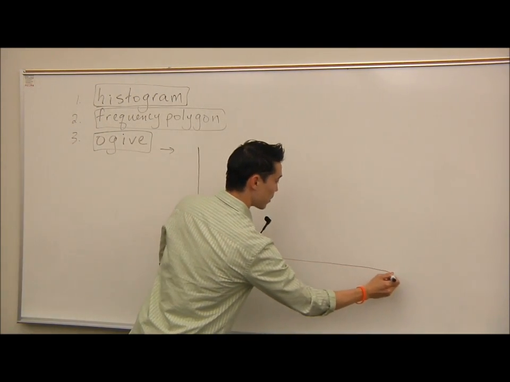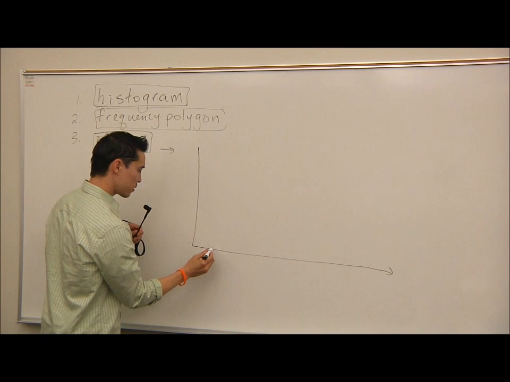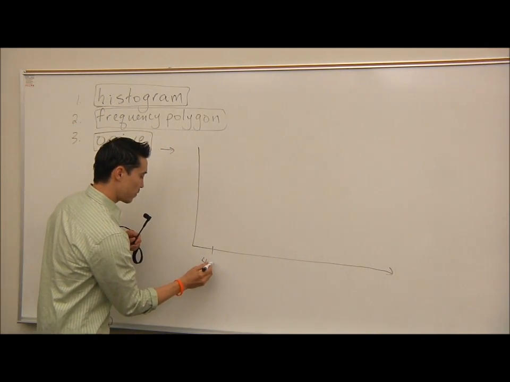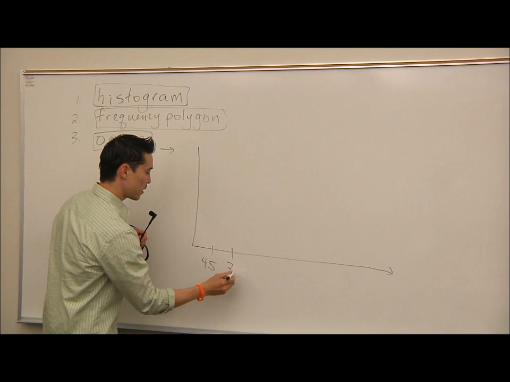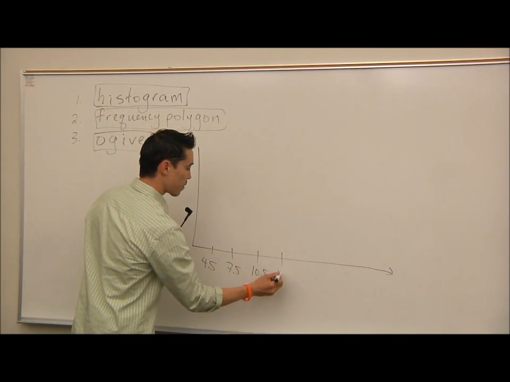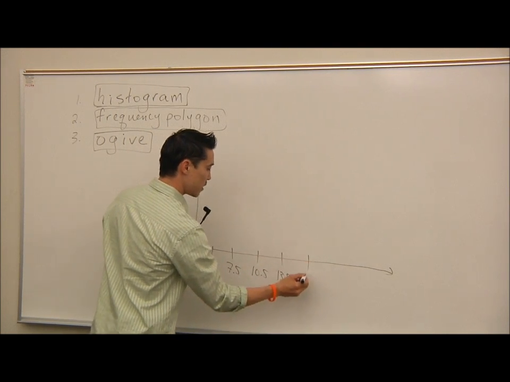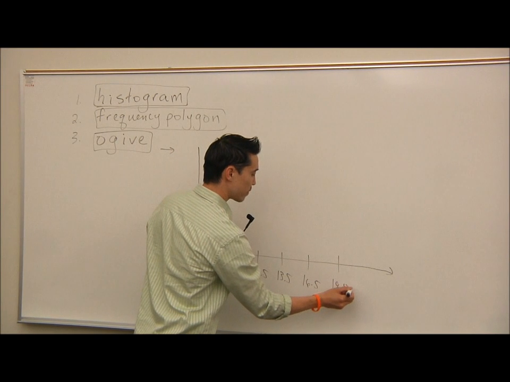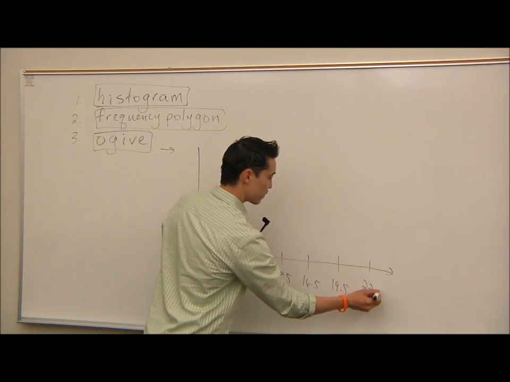So let's do class boundaries first. We've already done those. What was the starting point on class boundaries? 4.5, right? So 4.5, 7.5, 10.5, 13.5, 16.5, 19.5, and 22.5.